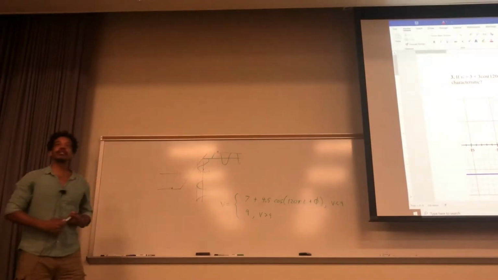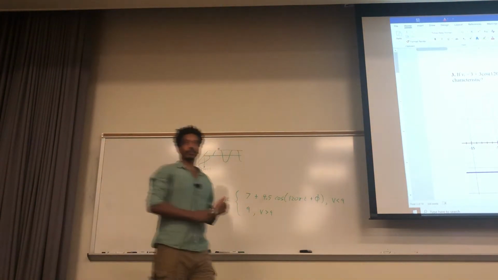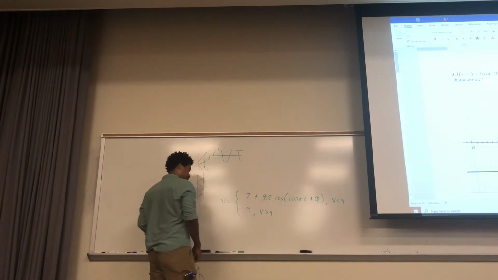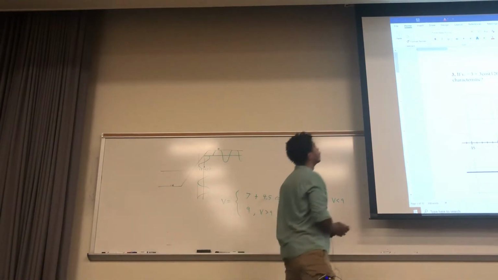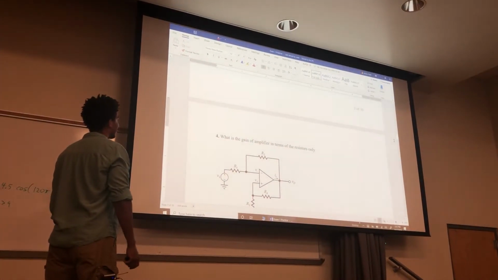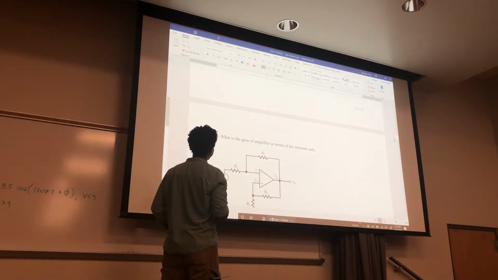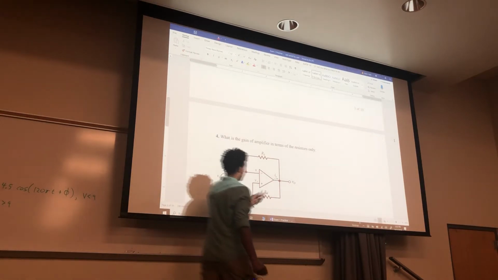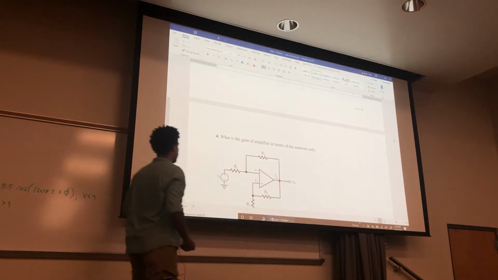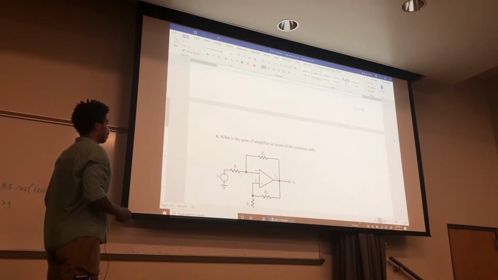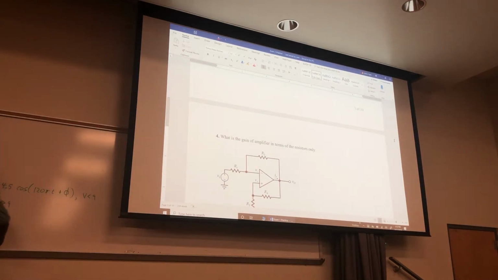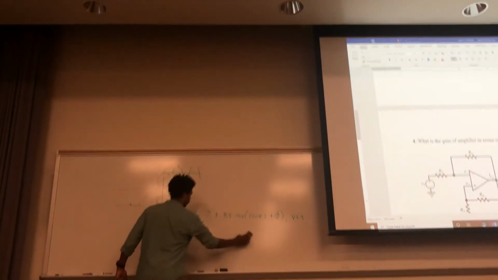Anything else? Okay, good. Yeah. Okay. So what is the gain of the amplifier in terms of resistors only? So the gain is the output over input. Here, if it doesn't say it, go ahead and assume it's ideal. Okay? So that's what we'll do.